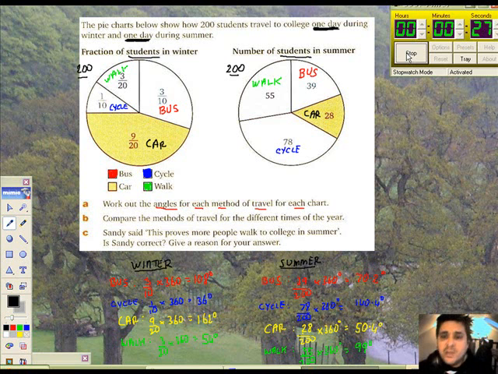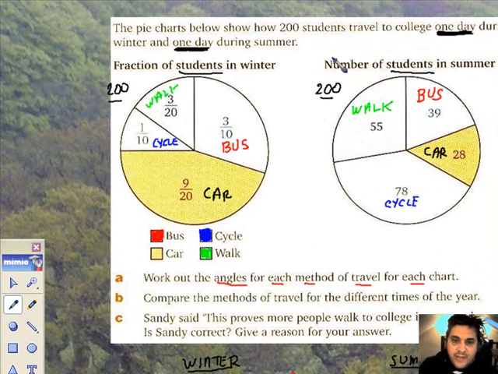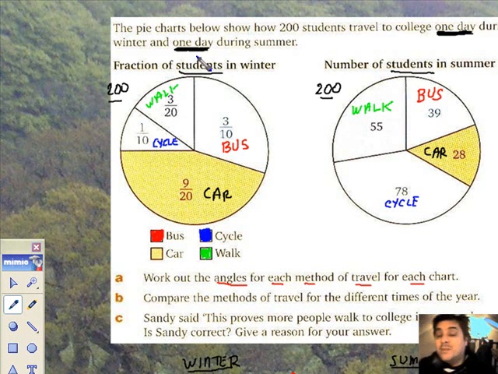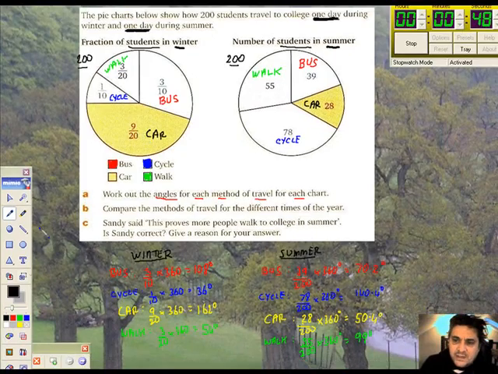The pie charts below show how 200 students travel to college on one day during winter and on one day during the summer. So I put 200 there and there, and I've underlined the one day. That's going to be a little significant later on when we come to talk about why one day only. So this is the winter lot, and this is the summer lot.